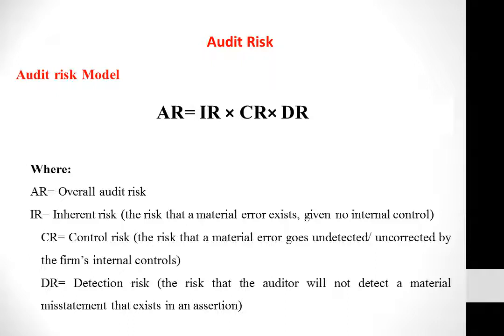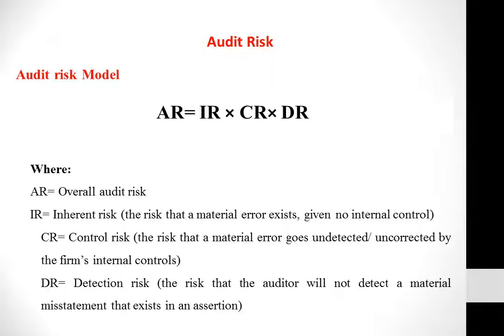Okay, IR meaning inherent risk is the risk that material misstatements, that material error exists given no internal control. Already I have material errors existing, this means I don't have internal control. Okay, CR, control risk, meaning the risk that material error goes undetected and uncorrected by the firm's internal control. CR, or control risk, means that the material misstatements in the financial statements were not corrected and not discovered by the internal control system.